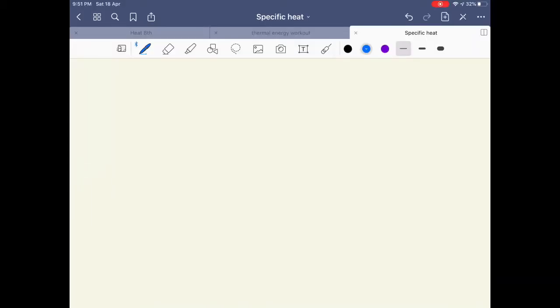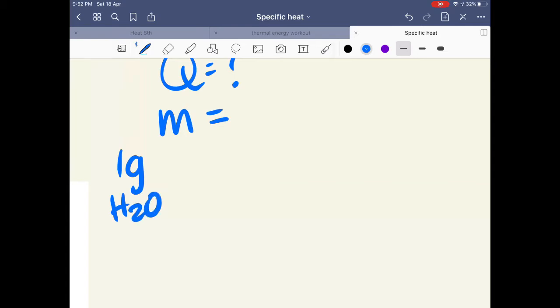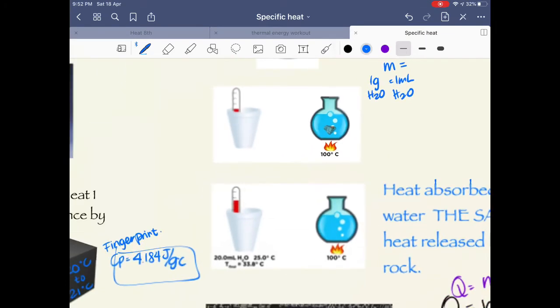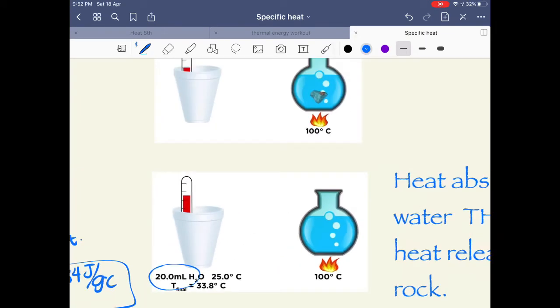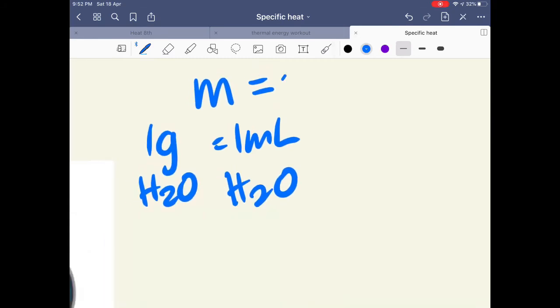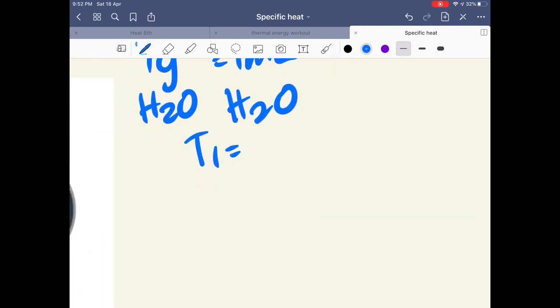So according to this information, we know that we're searching for heat. Heat equals question mark. We also will have a mass. The mass, you need to know that for water at room temperature, 1 gram is the same as 1 milliliter. So, in this case, it is 20 grams. Then you also have temperature 1 and temperature 2.